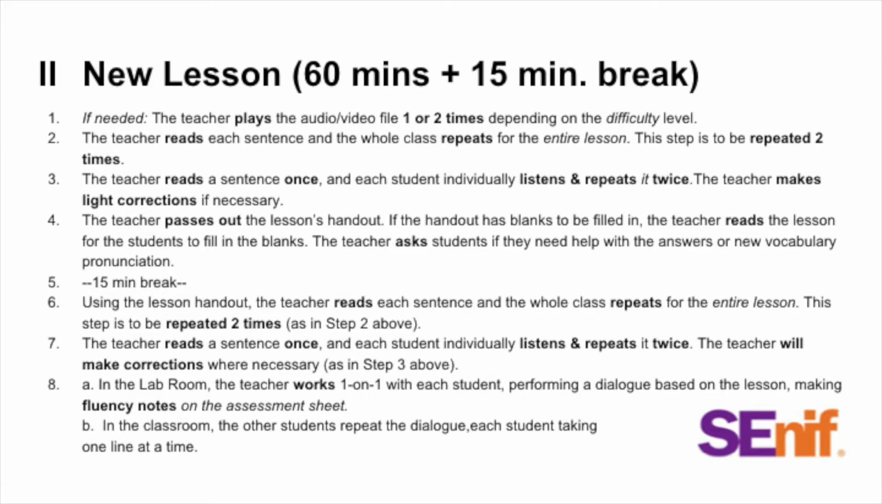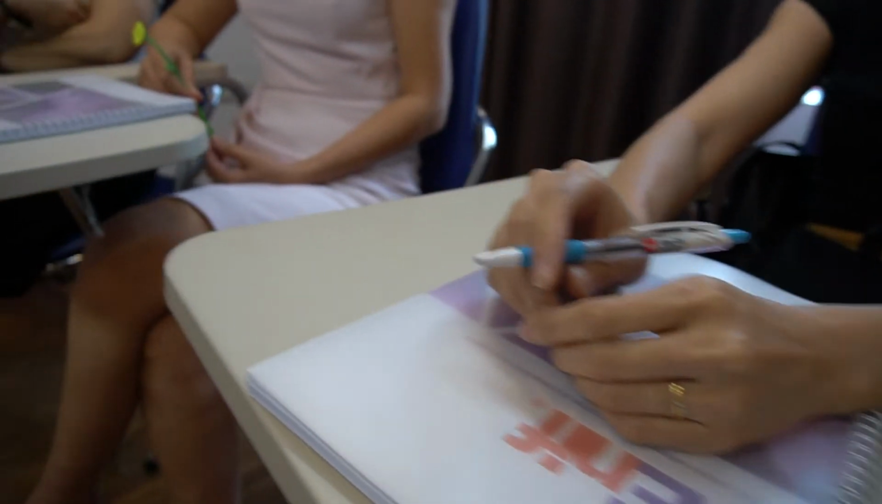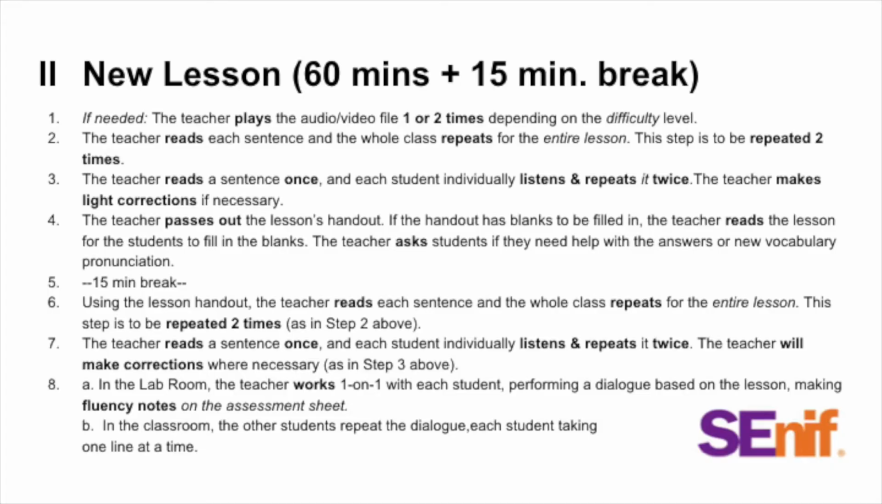Section 2 entails 1 hour of working with the students on the main lesson. Their previous homework was to listen to the recording and write it down word for word in their workbooks, so they should be prepared. The teacher starts the lesson by playing the recording 1 or 2 times.